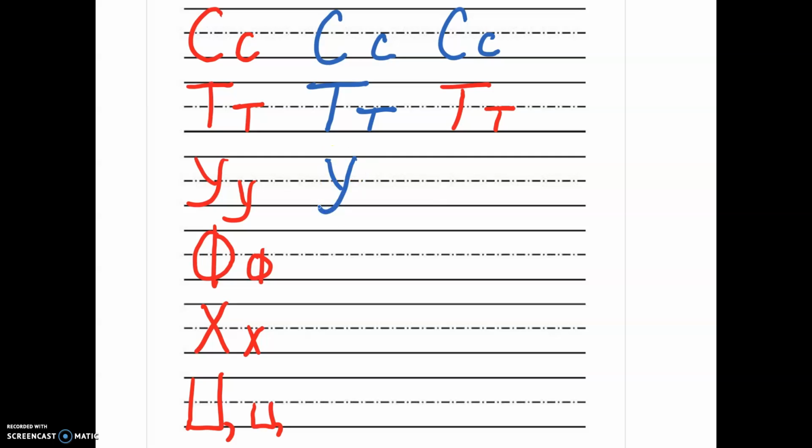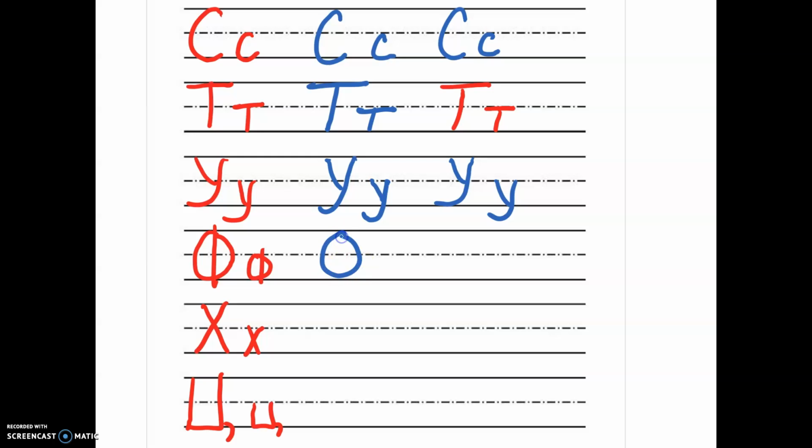Ooh, the uppercase does not go below the line. The lowercase does go below the line. Uppercase, you come halfway down for the top part of this, and you hit the bottom line. And then for the lowercase, again, you go below the line.